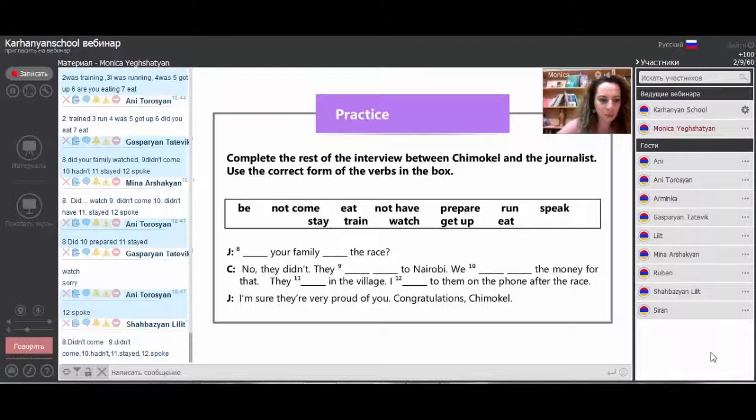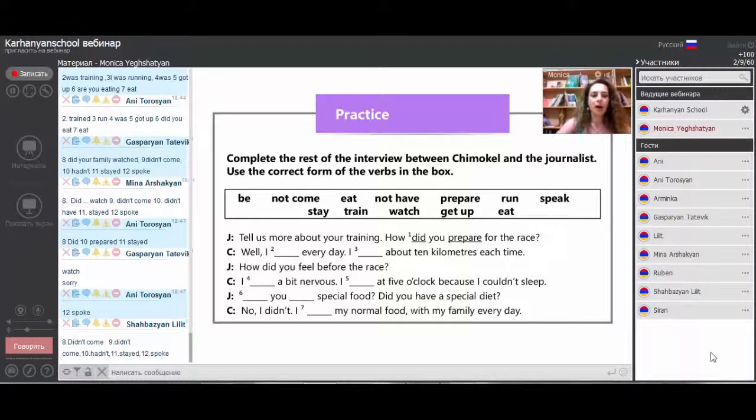Okay. Now let's discuss. We will move back. Tell us more about your training. How did you prepare for the race? Well, I trained every day. I ran about 10 kilometers each time. How did you feel before the race? I was a bit nervous. I got up at 5 o'clock because I couldn't sleep. Did you prepare special food? Did you have a special diet? No, I didn't. I ate my normal food with my family every day.